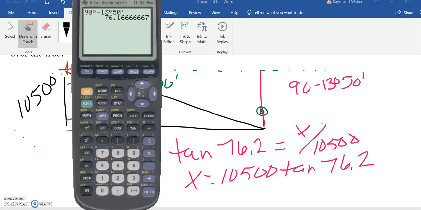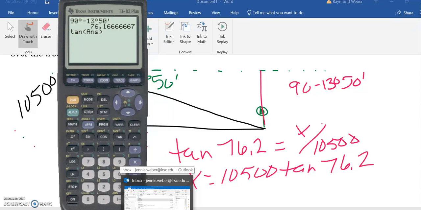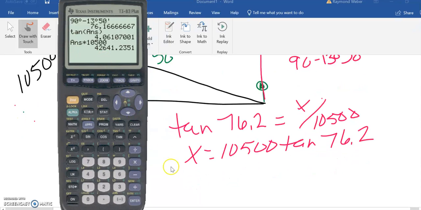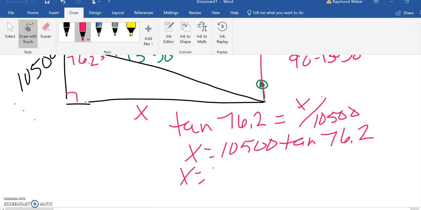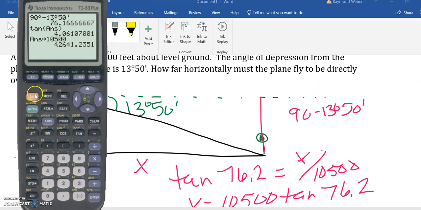76.2. And so now, the reason I left this all in my calculator is I'm going to come back here, and I'm going to take this tangent of my answer, so I never had to round, because your goal is not to have to round until you get to the very end, unless there's some reason you can't, but you always want to not round, so I didn't round. And then I'm going to take this answer times my 10,500. So now there I am, 42,641 feet, but with significant digits, it wants us to round the same as our 10.5, so we're going to round this to 42.6. So x is 42,600 feet.